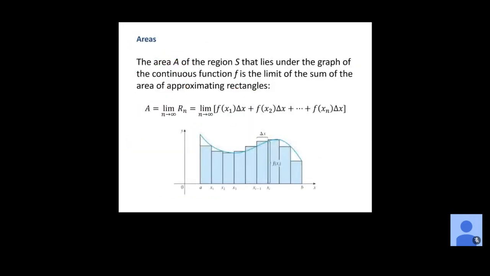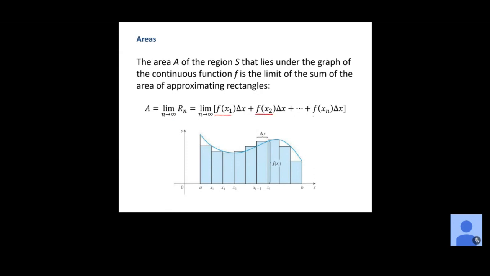Now, all right, so the area A of a region S that lies under the graph of a continuous function, okay, it has to be continuous, is the limit of the sum of the area of approximating rectangles. Okay, so again, we started by approximating with 4 rectangles, then we said, all right, let's look and see what happens if we have an infinite number. That's exactly what we're doing here. Okay, so we're taking the limit as n approaches infinity for our region.